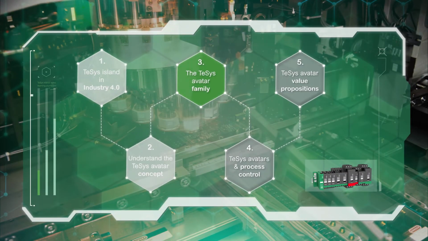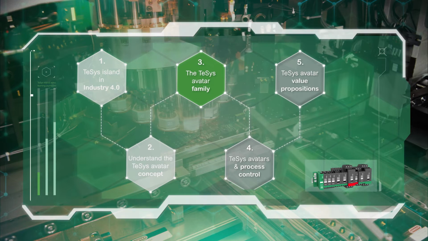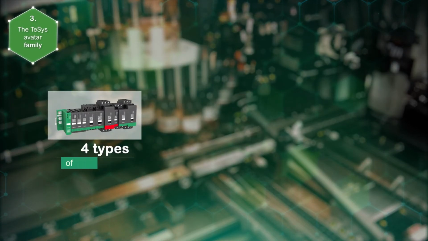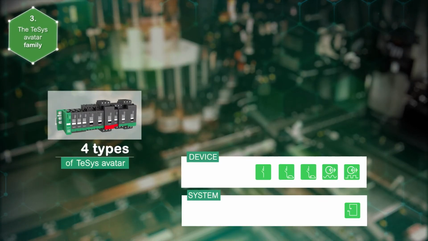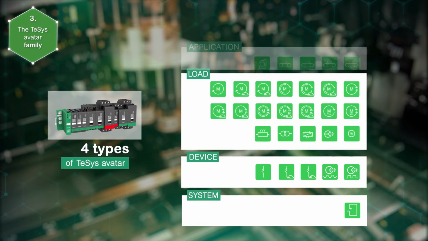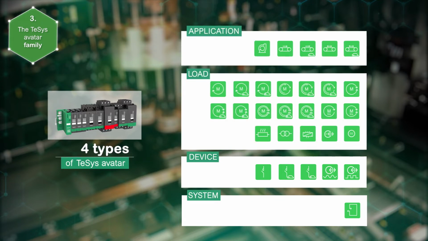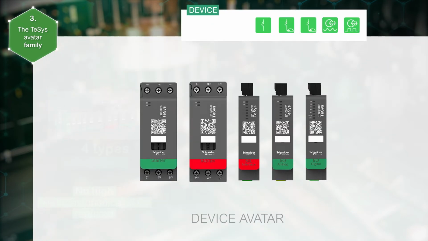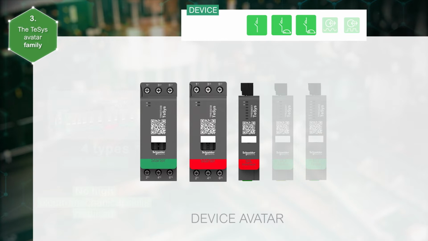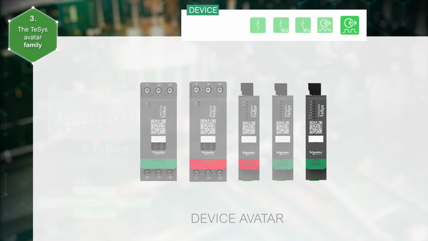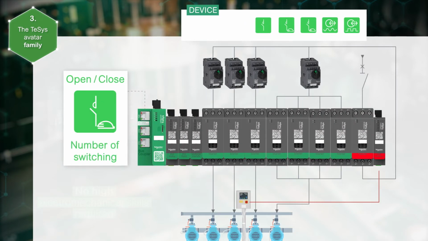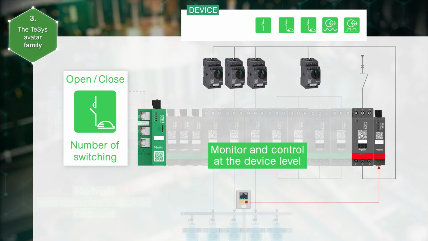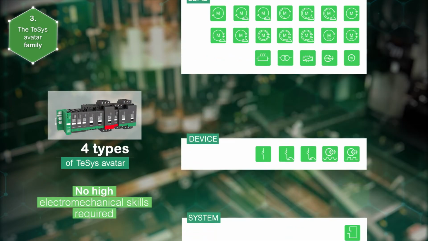Now let's discover the TeSys Avatar family. There are 4 types of avatars: the system avatar, device avatars, load avatars and application avatars. They help to select, design and commission without requiring high electromechanical skills. A device avatar represents one module, such as a starter, an analog or a digital I/O module. It allows to monitor and control at the device level.